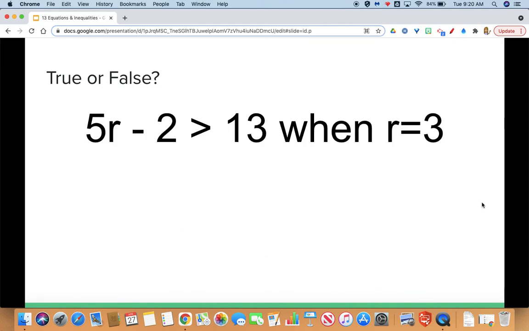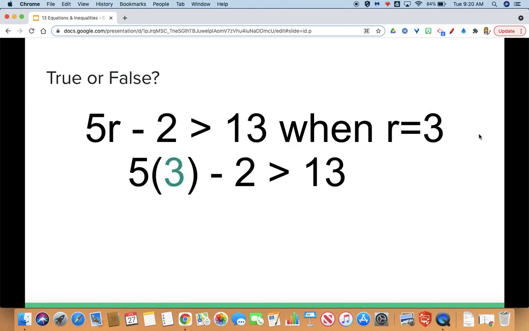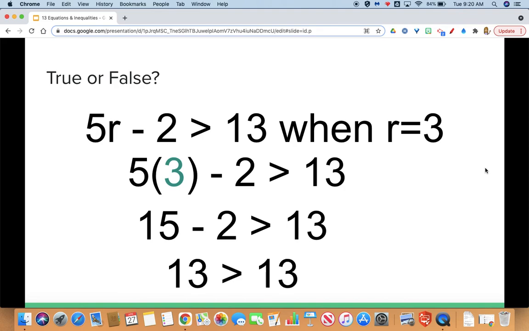Let's try one with an inequality sign. Is 5r minus 2 greater than 13 when r equals 3? Let's replace that r with a 3 and evaluate to see if this stays true. 5 times 3 is 15. 15 minus 2 is 13. Is 13 greater than 13? No, 13 equals 13. And I don't have an or equal to sign here. So since 13 is not greater than 13, this is a false statement.